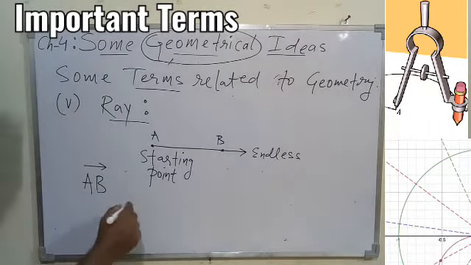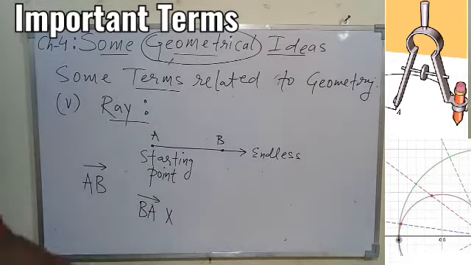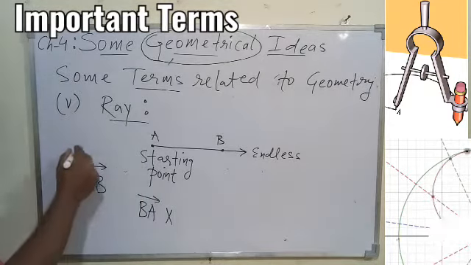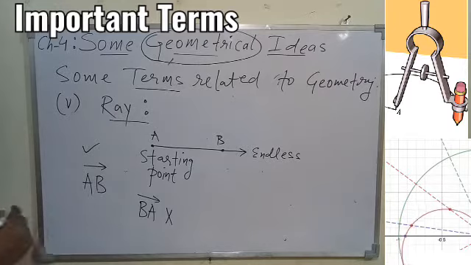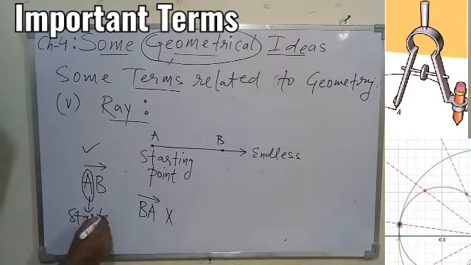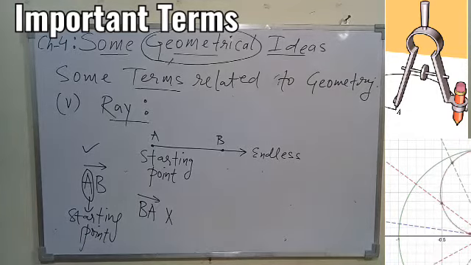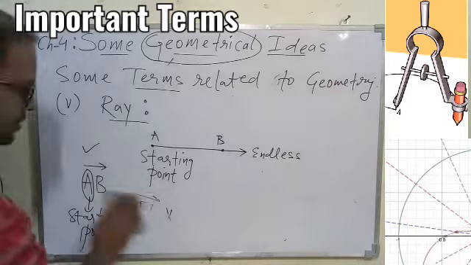So we cannot write this as BA. If I write BA, it means that B is the fixed point or the starting point, which is not the case here. So this is the correct way of writing the ray for this example, and this is the wrong way. Whenever we show a ray, the very first letter shows the starting point, so you have to take care. When you write a ray, the first letter is for the starting point, and the second letter is for the other end, which does not have a fixed point.